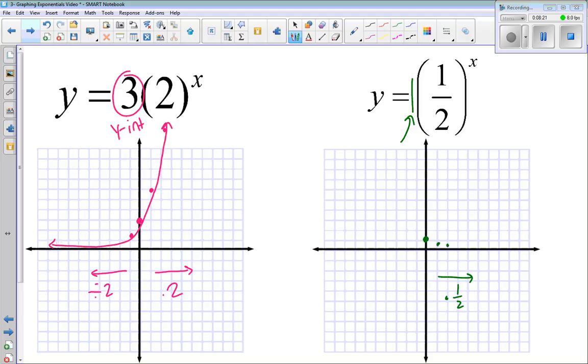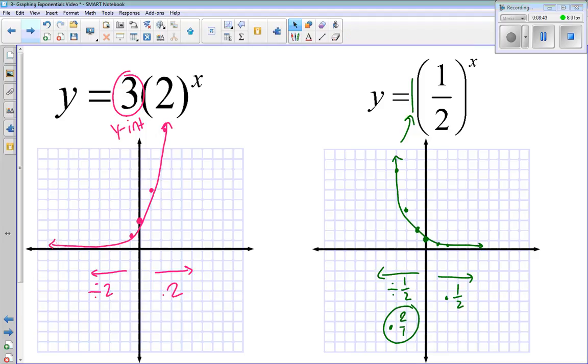To go this way, I divide by a half or multiply by 2 over 1, which is easier. 1 times 2 is 2. 2 times 2 is 4. 4 times 2 is 8, and so on. Then we sketch our exponential decay in, making sure to include that asymptote. So let's see some even funkier situations.